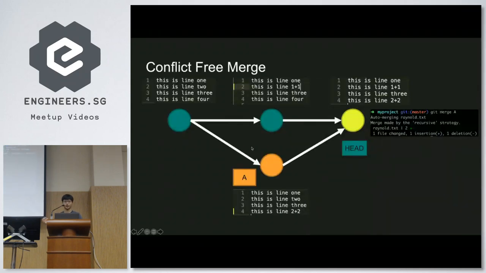So this is a very simple example. You can imagine a project where we have a text with 4 lines of code. And then on this particular branch, or the master branch, the second line is changed.